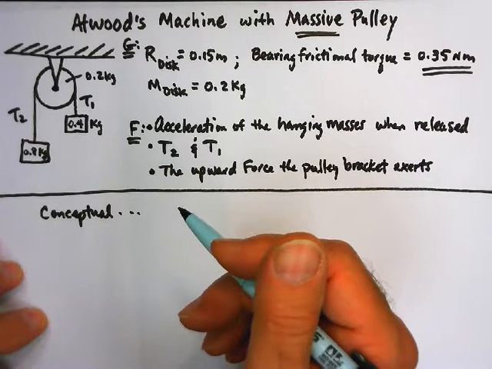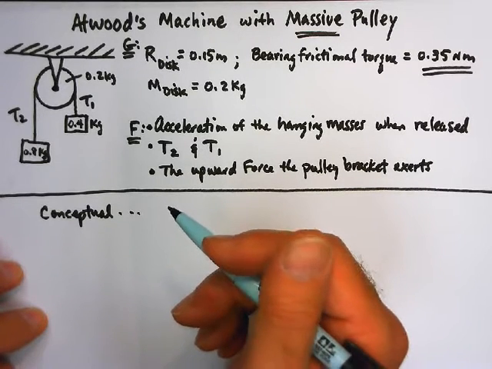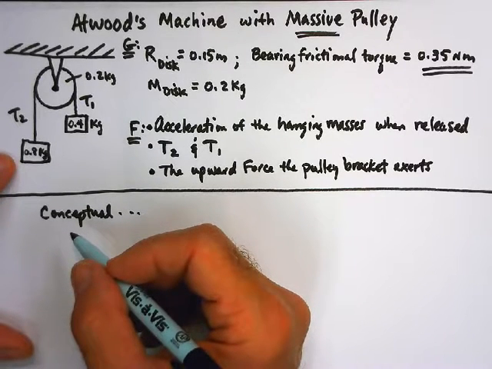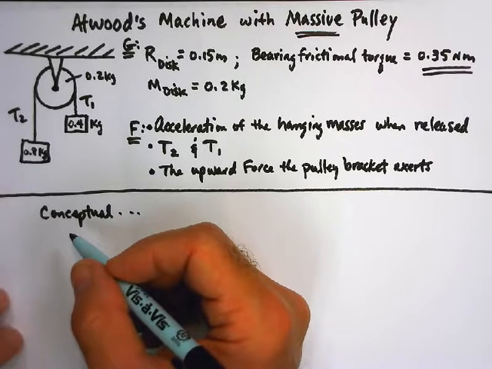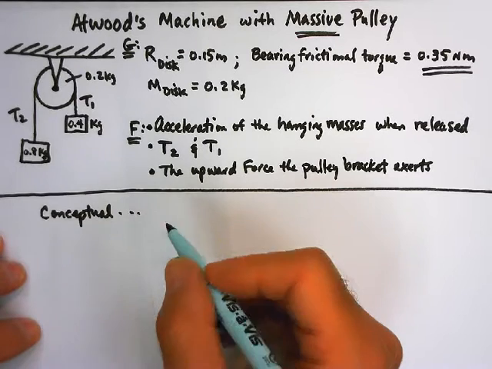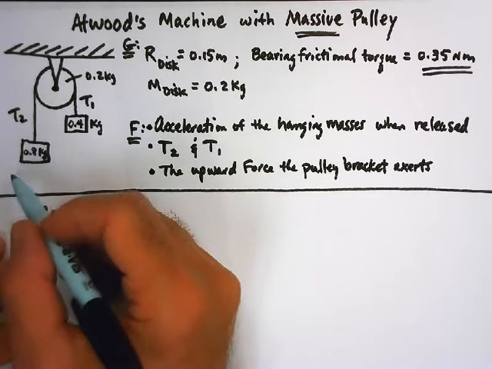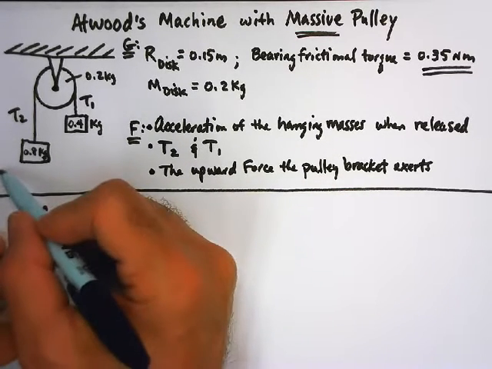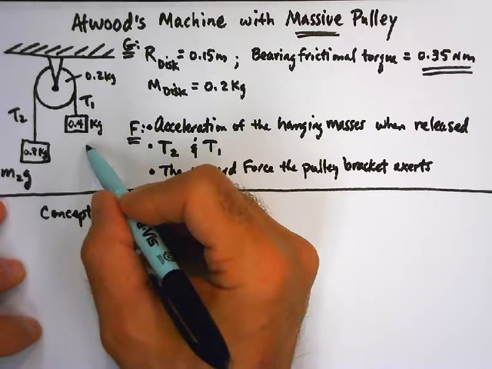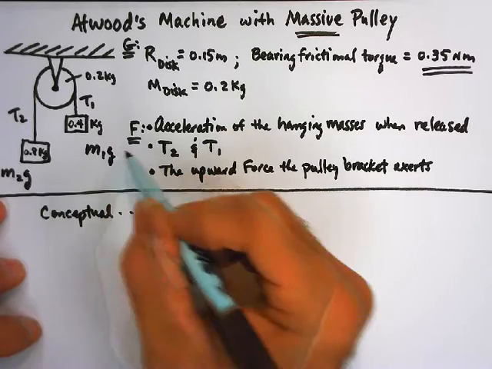All right, so is mg over here bigger than or equal to T2? Is T2 bigger than, less than, or equal to T1? So let's say we'll call this m2g over here, and this might be m1g.